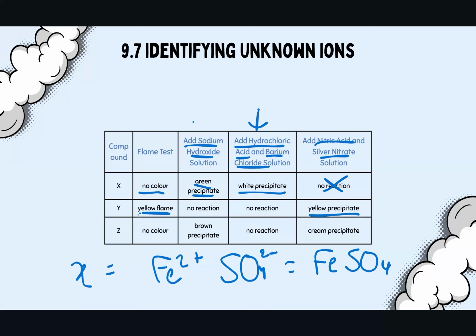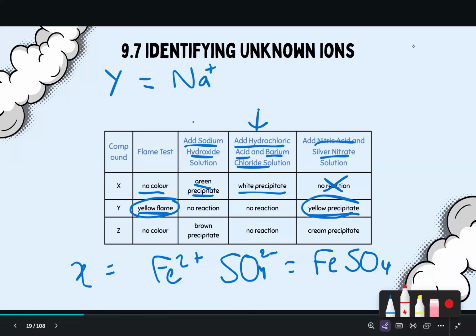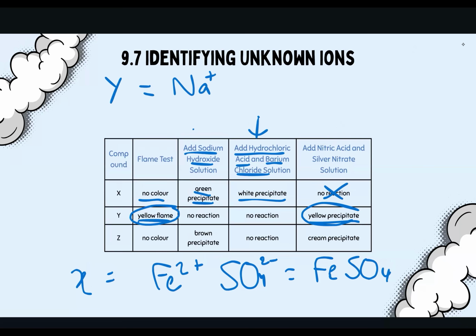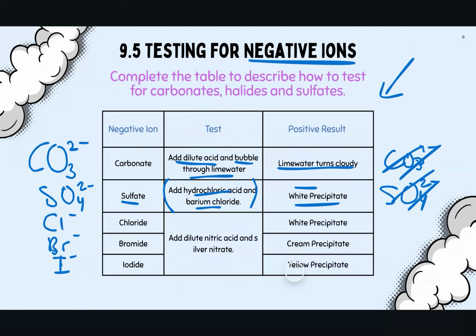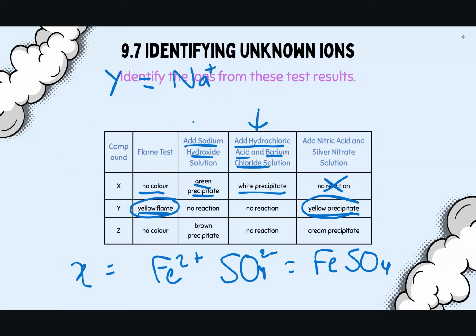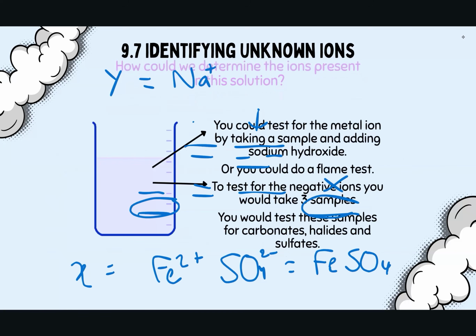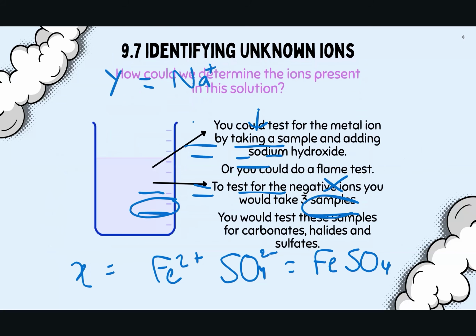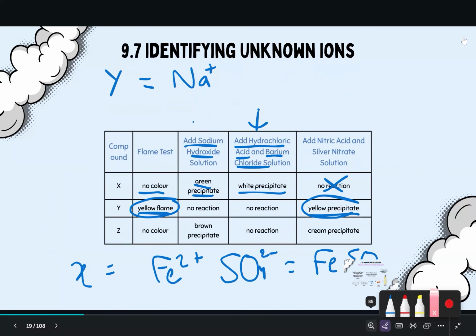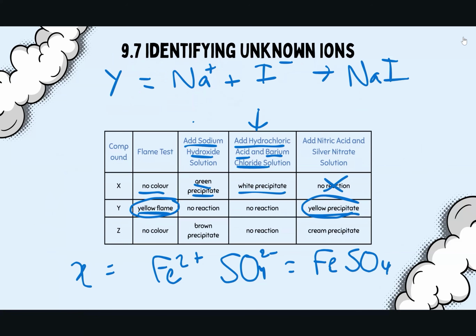Okay, so a flame test, let's look at Y now. If it gives a yellow flame, that indicates that it's sodium, Na plus. When we get a yellow precipitate by adding nitric acid and silver nitrate, that means it is, let's quickly have a look. Yellow precipitate is iodine, it says iodide. So it's going to be sodium plus and I minus, so it's going to be NaI.